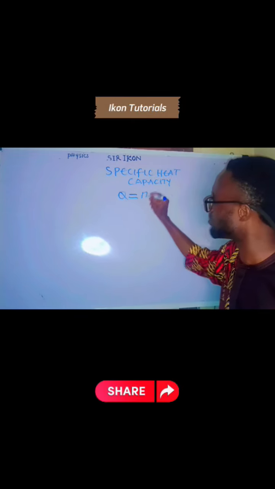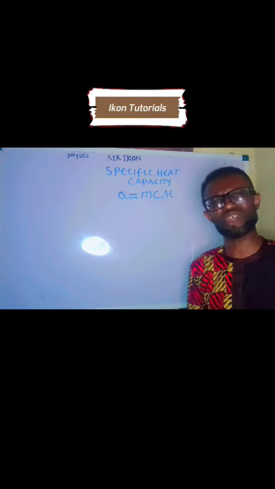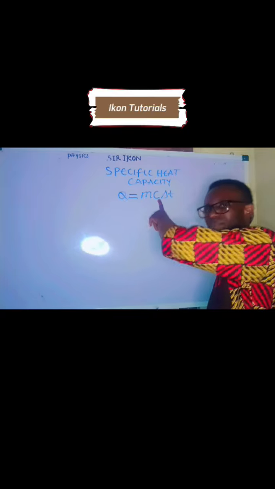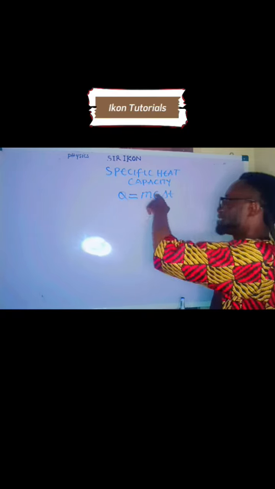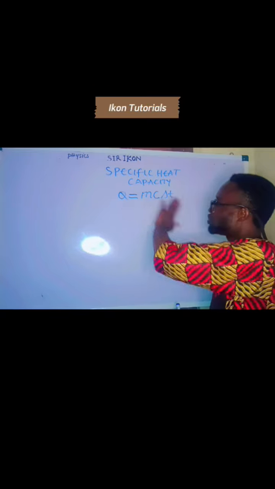Quantity of heat is equal to mass times specific heat capacity times change in temperature. That means the temperature of the metal will be given, while the temperature of the water will also be given sometimes. Then they might even ask you to get the specific heat capacity of that substance. So this Q is quantity of heat, which is equal to mass of the substance times specific heat capacity times change in temperature. So whenever you want to do the calculation on specific heat capacity, this is the formula.